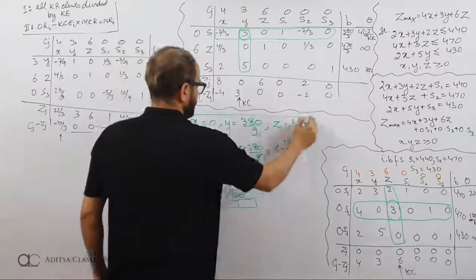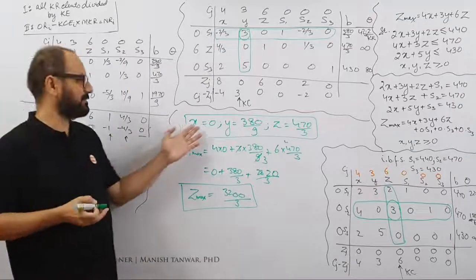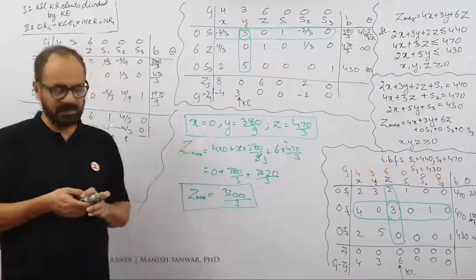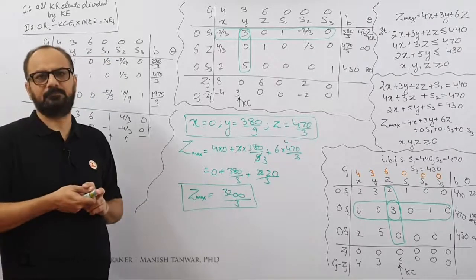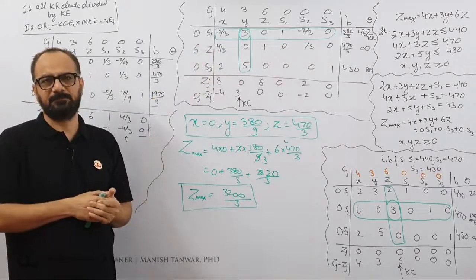This is my solution. My solution for the given problem is that x is equal to 0, y is equal to this, z is equal to this, which will give me a z max of 3200 by 3. So this is our solution for the given maximization problem.